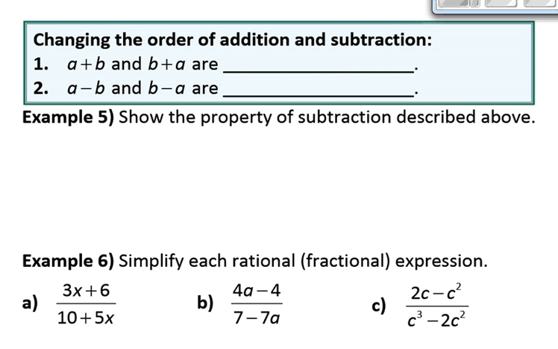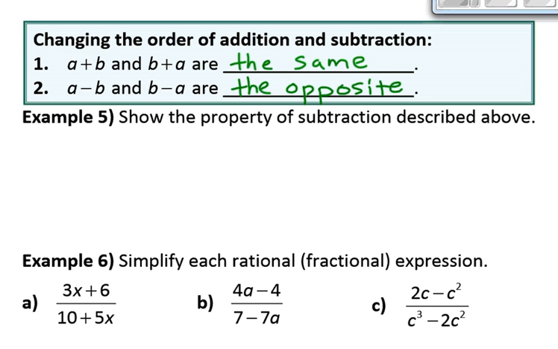Okay, for our last bit of notes, it's important that you know a couple of things here. So changing the order of addition and subtraction. When you change the order of addition, so if I have A plus B and B plus A, they're actually the same. Okay, so if I have 2 plus 3, that's the same as 3 plus 2. They're both positive 5. However, if you subtract and you switch the order, 3 minus 2 is 1, but 2 minus 3 is negative 1. So subtraction, you cannot just switch the order. They're not the same. They'll actually end up being the same value, but they're going to be the opposite sign.